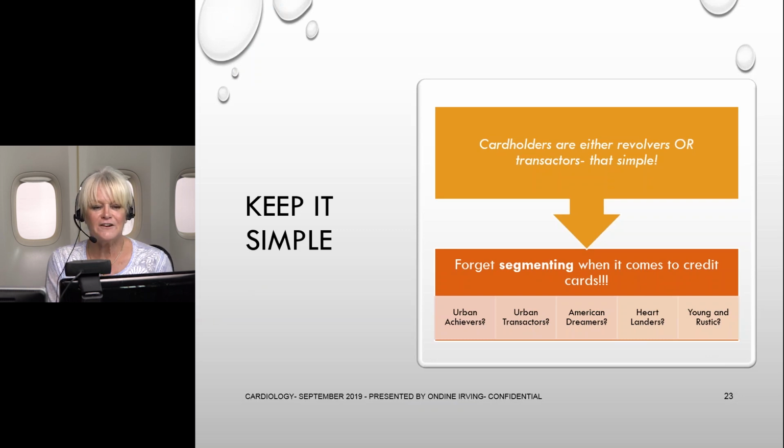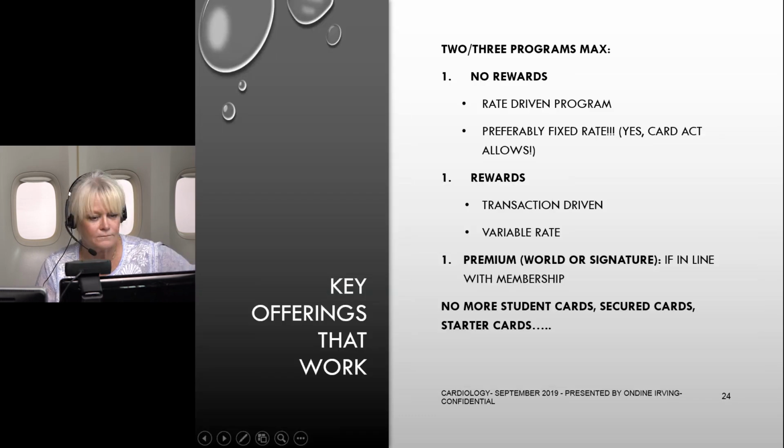Again, cardholders are either revolvers or transactors, and it's that simple. And all these darn segments that come up, it doesn't matter. The simpler you make your program, the easier it is to sell, the less confusing it is on your website. Very, very simple. We have revolvers and we have transactors. So with that, you should offer two, three programs max.